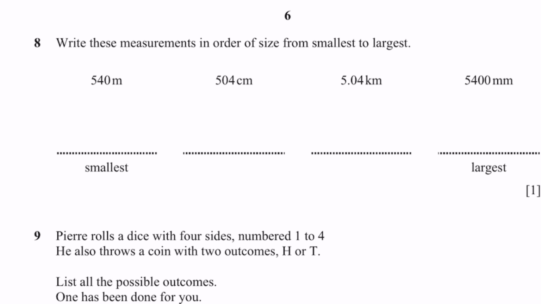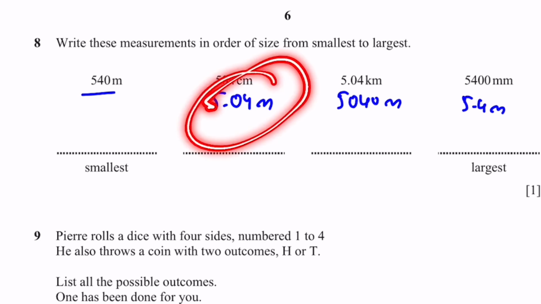Question 8. Write these measurements in order of size from smallest to largest. 540 meters, 504 centimeters, 5.04 kilometers, 5400 millimeters. So let's convert all of these to meters. That's equal to 5.04 meters. This is already in meters. And then this is 5040 meters. This is equal to 540 centimeters, which is equal to 5.4 meters. And that means this is the smallest.